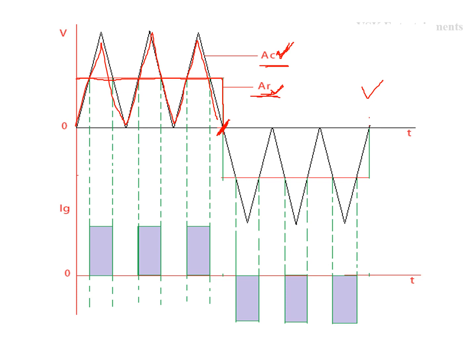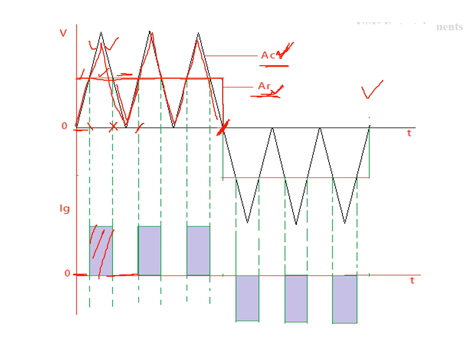Coming to gating pulses, in this duration the magnitude of carrier signal is less than the magnitude of reference signal, so we are not going to get any gating pulses in this duration. If we compare from this point to this point, the magnitude of carrier signal is greater than the magnitude of reference signal, so we are going to get the gating pulse. Similarly, from this point to this point, the magnitude of carrier signal is less than the magnitude of reference signal, so we are not going to get any gating pulse.